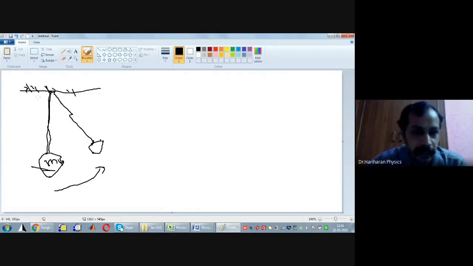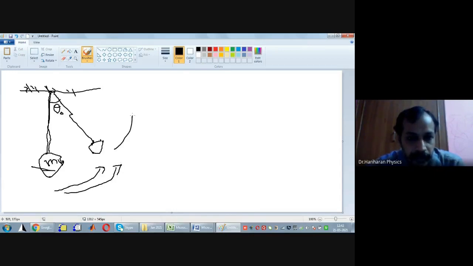This angle may be theta naught or 45 degrees or 50 degrees. I'll just call this theta naught. Theta naught refers to what I call the amplitude. We'll discuss later. Now look here. I took this object, I moved it towards the left side and I have left it. I've taken my hand out of it.